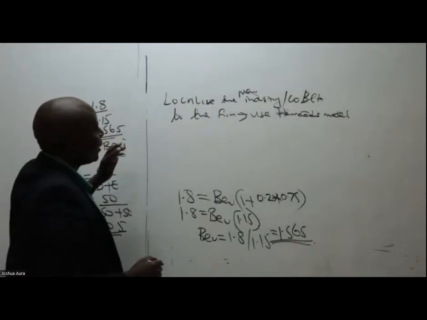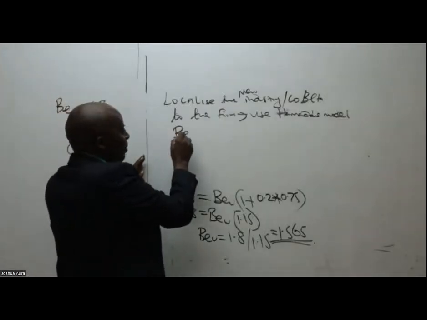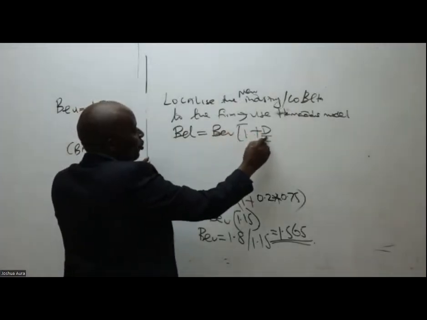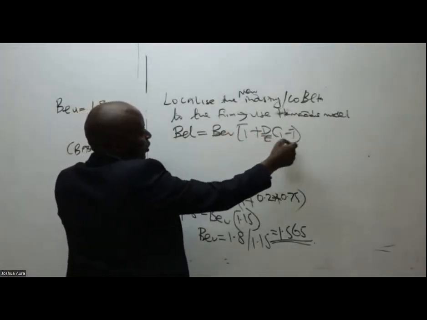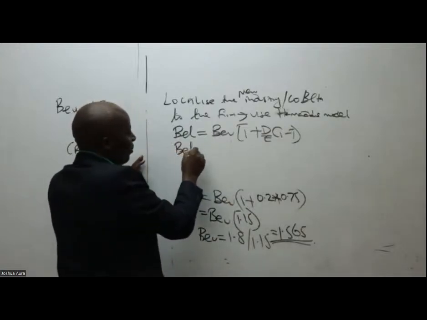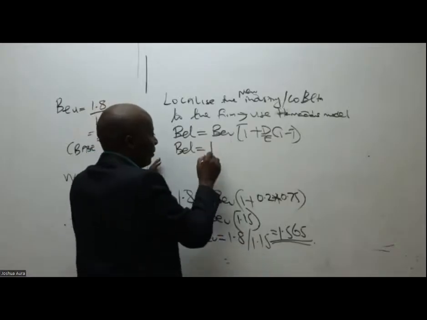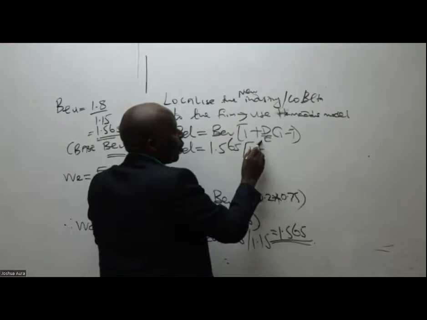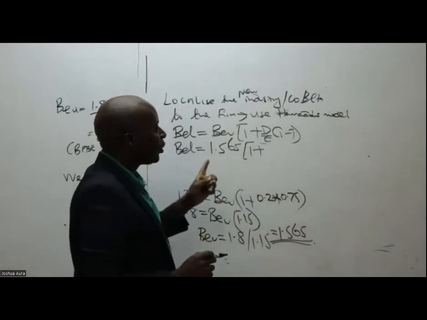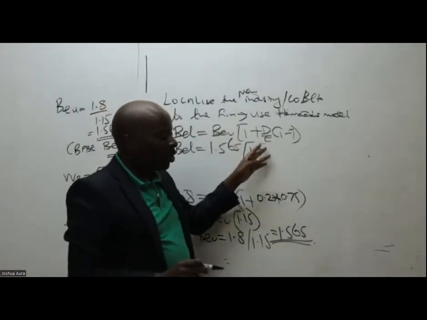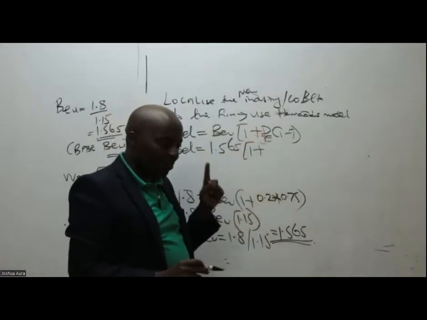So if that is the case, ladies and gentlemen, what do I have? Again, I'll go back there. BEL equals Beu into 1 plus debt over equity into 1 minus tax. So my BEL here will be equal to the Beu that you guys have just given me of 1.565 into 1 plus. Now, when I look at the company that we have at the moment, I can see the debt to equity ratio of the company. I'm localizing this to the company, so I have to use the debt to equity ratio of the company.